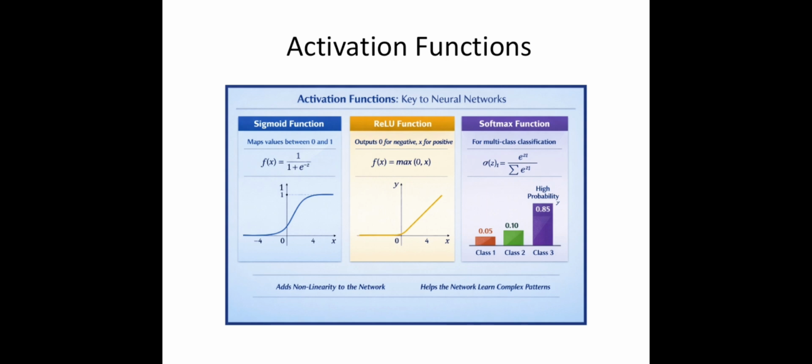Activation functions play a critical role. They introduce non-linearity, allowing the network to learn complex patterns. Common activation functions include sigmoid, which squashes values between 0 and 1, then rectified linear unit, which outputs 0 for negative inputs and the input itself for positive values, and softmax, which is often used for classification tasks. These are also called differentiable activation functions.